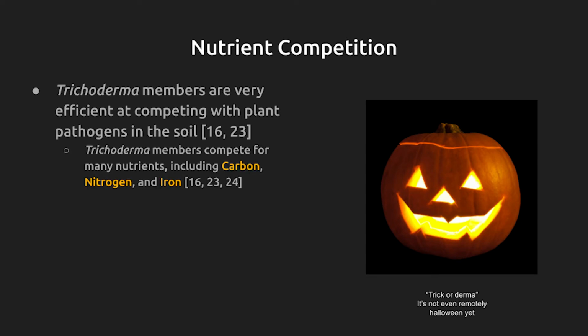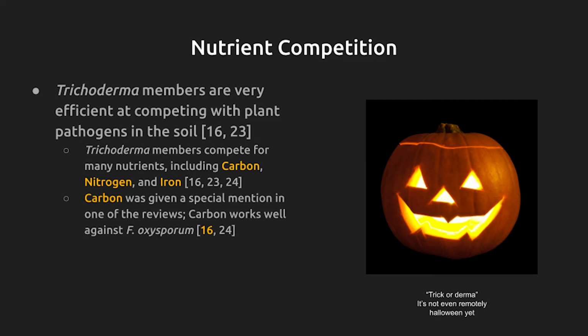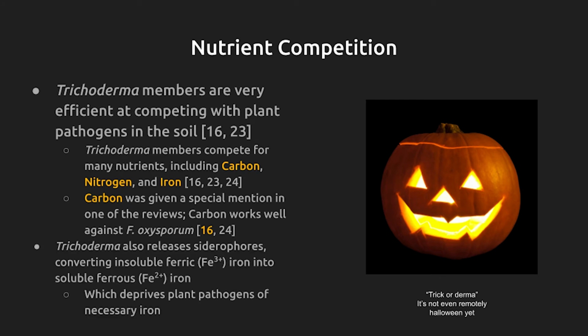Trichoderma species compete for nutrients, especially carbon, nitrogen, and iron. Carbon was given a special mention in one of the reviews I'm reading, especially against Fusarium oxysporum. Trichoderma also releases siderophores, converting insoluble ferric iron into soluble ferrous iron, and depleting available iron away from plant pathogens. Going any further means going into detail about metabolites, which I'm going to do right now.